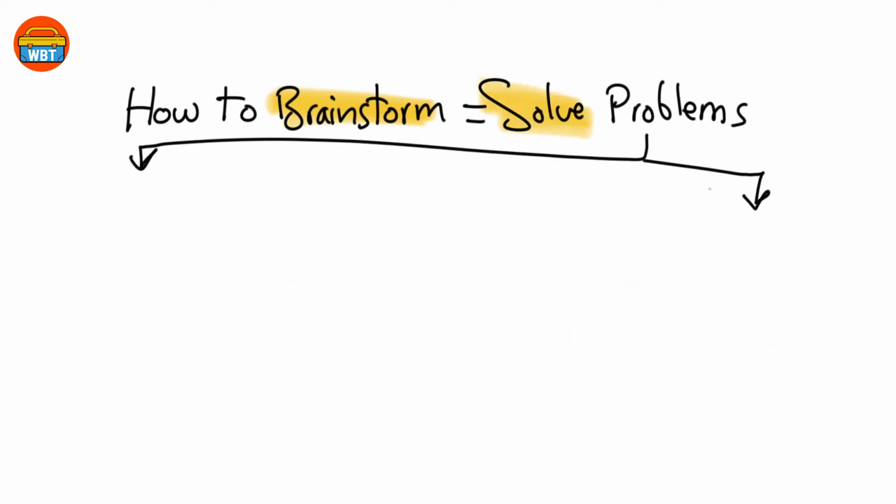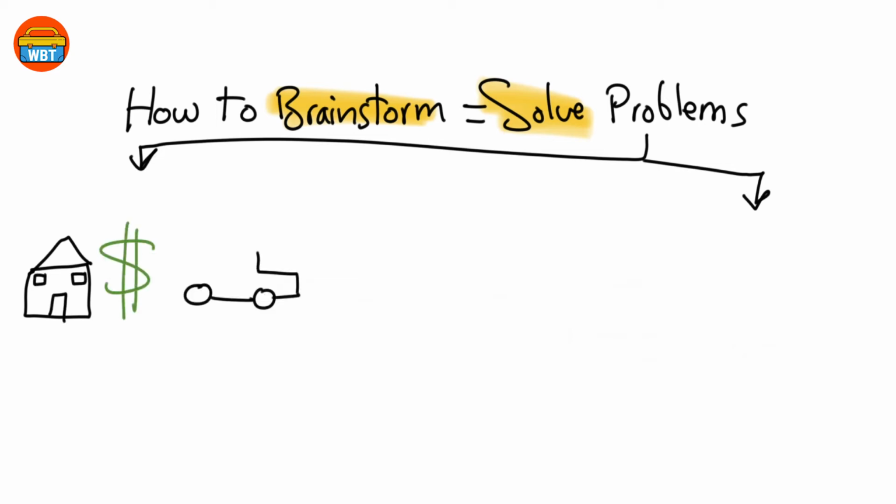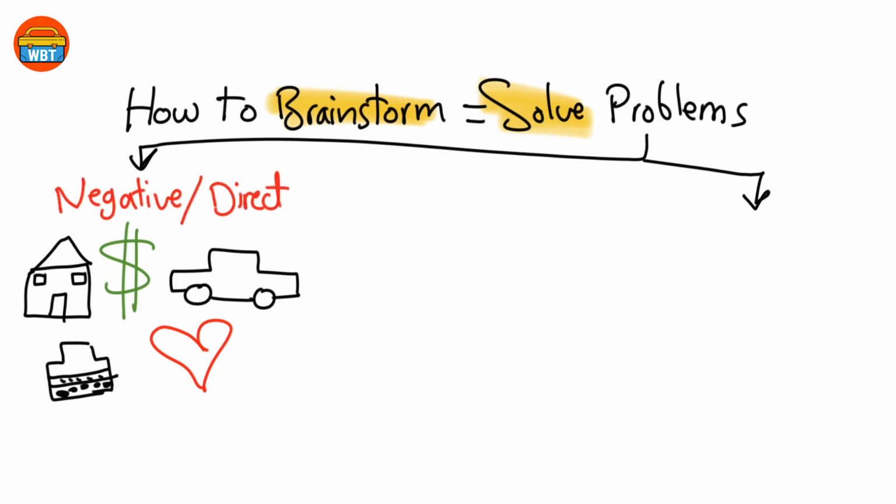Those could be a house mortgage you have to pay off, a student loan you have to settle, or a broken car you have to fix, or a disease you have to fight, or a relationship you need to work on, etc. And those are only one type of problems. Those are what I call the negative or the direct problems.